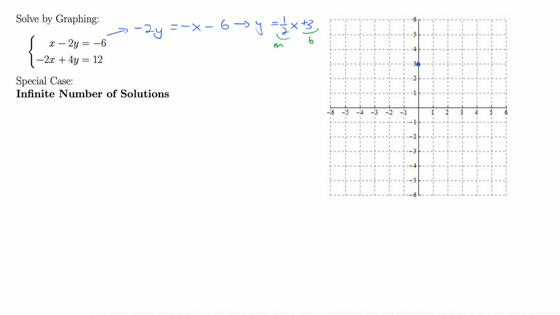3 is our y-intercept, and then we'll go up 1 and 2 to the right for the slope. So up 1 and 2 to the right gives us a second point right there, and we connect the 2 points to make a line, like so.